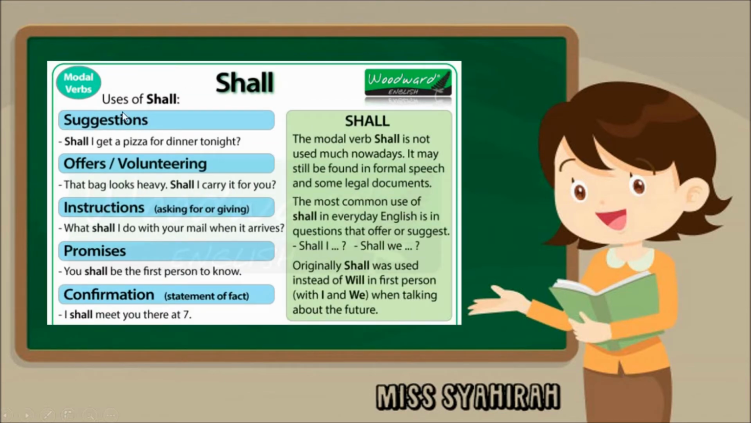So uses of shall: to make suggestions. For example, shall I get a pizza for dinner tonight? Okay, giving a suggestion. Shall I get a pizza? And then you want to offer or volunteer. So that bag looks heavy. Shall I carry it for you? And then instructions, giving direction. What shall I do with your mail when it arrives? And then promises, you promise something. You shall be the first person to know. And then finally, confirmation. I shall meet you there at 7.